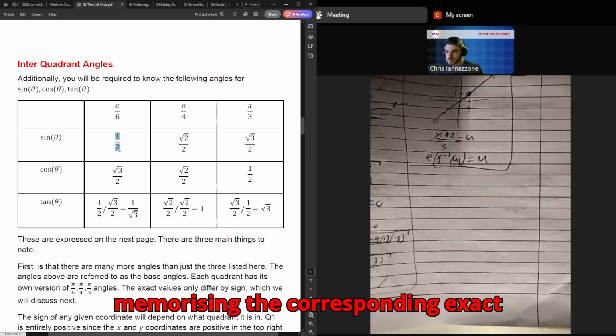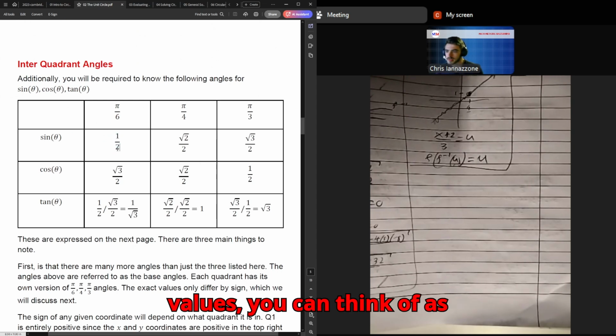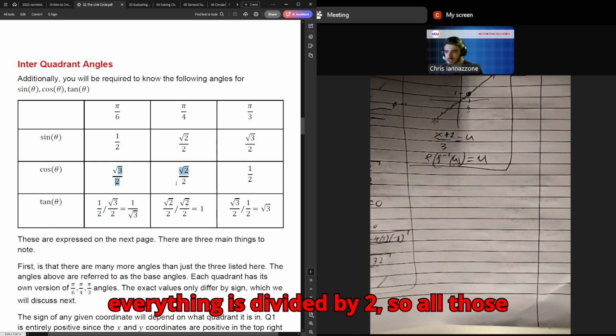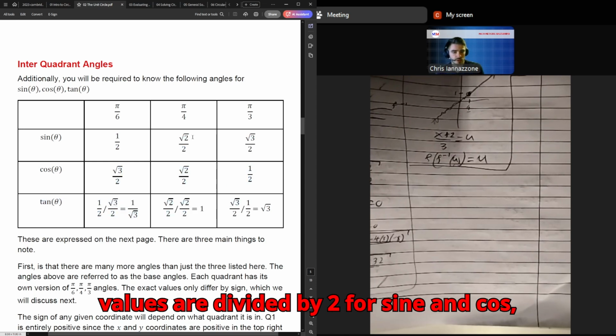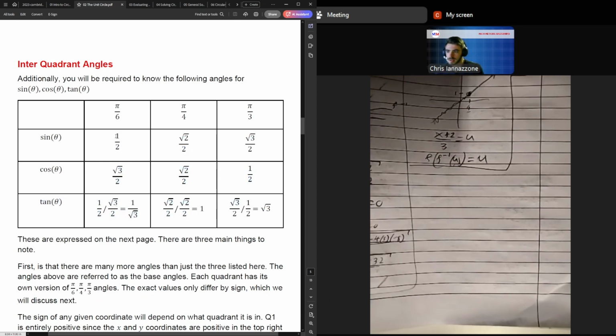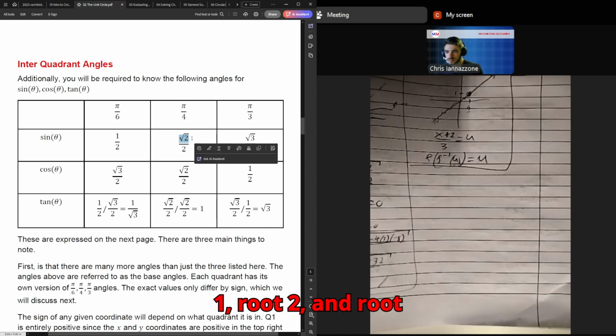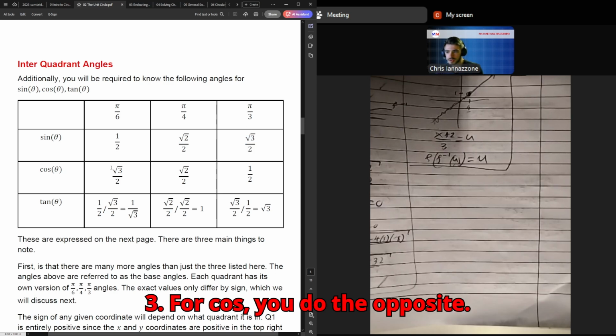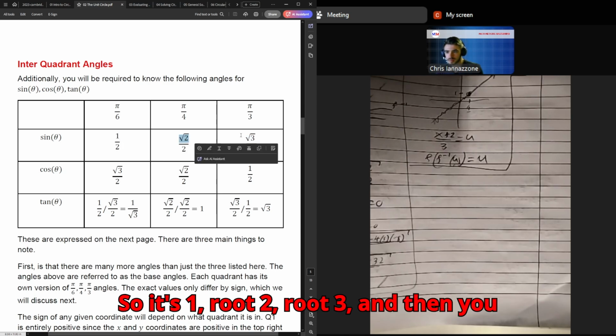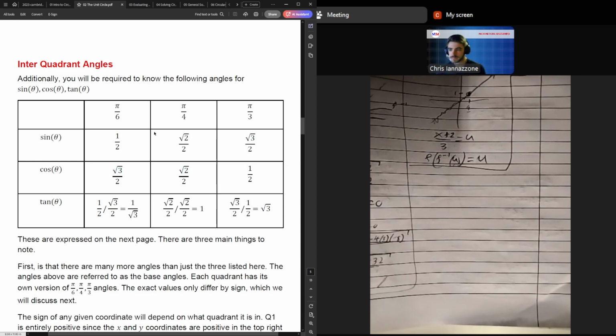Memorizing the corresponding exact values, you can think of as everything is divided by 2. So all those values are divided by 2 for sine and cos. And all you do is go in order 1, root 2, and root 3. For cos, you do the opposite. So it's 1, root 2, root 3, and then you go backwards in that order.